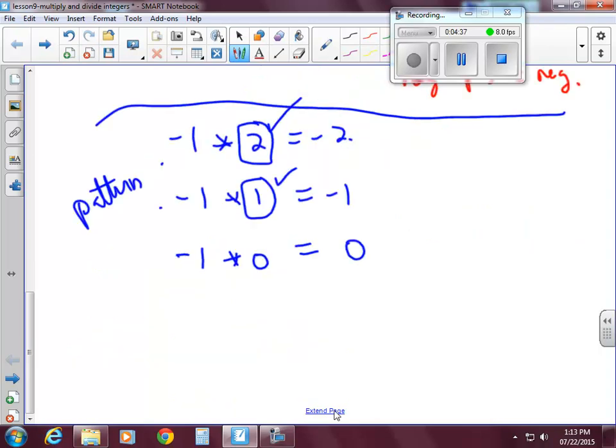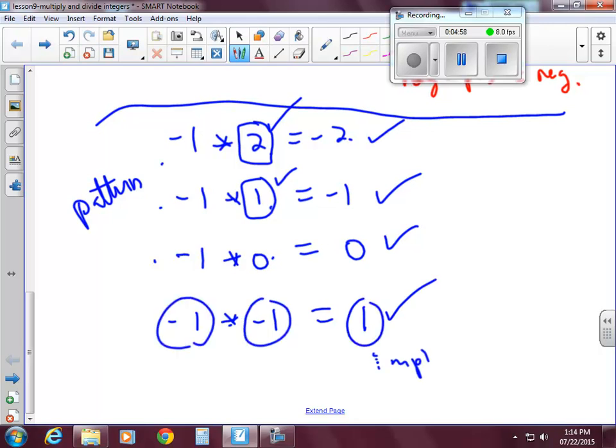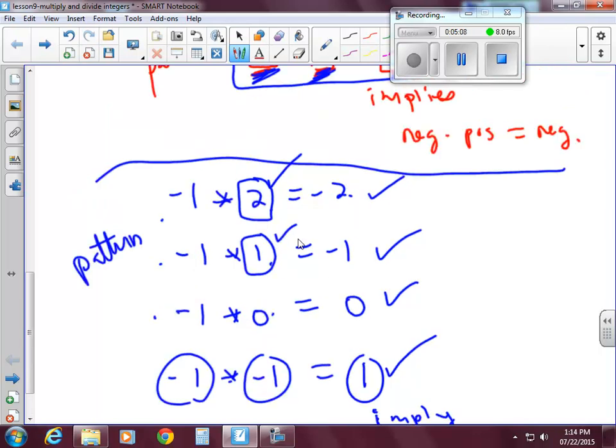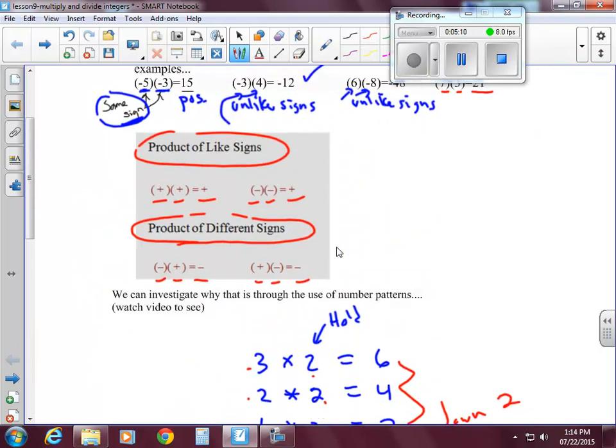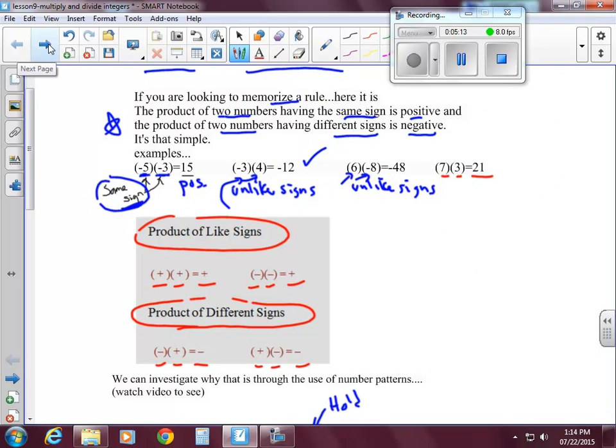Okay, so let's continue the number pattern. Next, this number is a -1. Aha, 2, 1, 0. What's the next number down? -1. Well, here, -2, -1, 0, we're going up. We go up 1. Well, then this would imply that a negative times a negative returns a positive. So this would imply that a negative times another negative is going to return a positive. So just by pattern recognition, you can kind of think through why something is what it is. Most people devote these rules to heart.